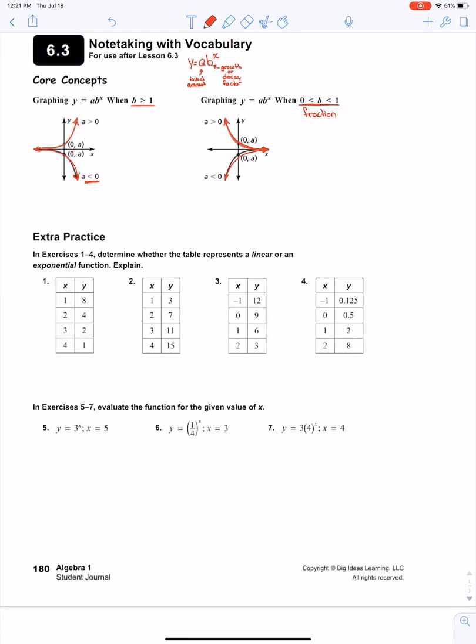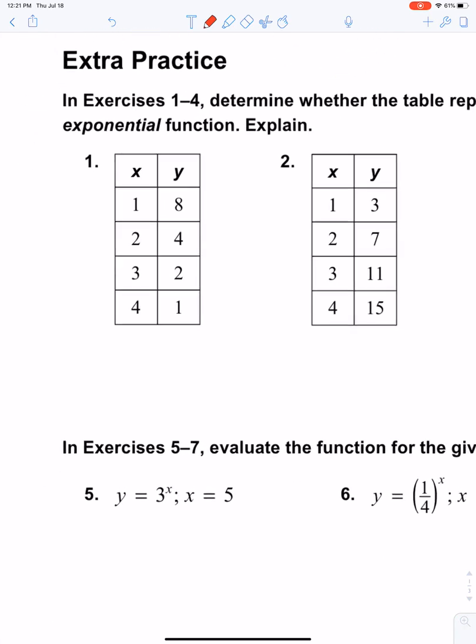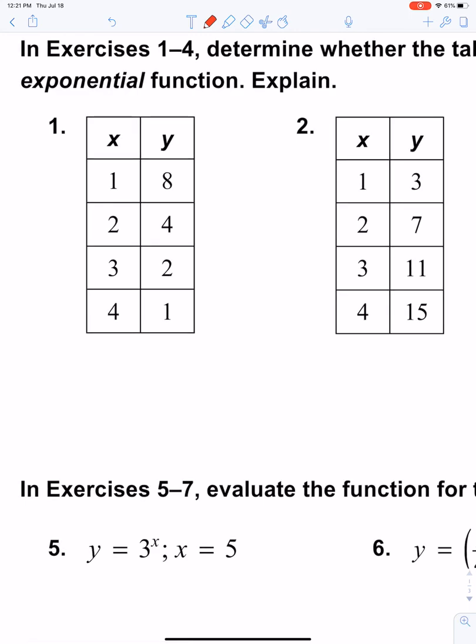Now, moving on, determining whether a table represents a linear or an exponential function. We've done this before: if you're adding or subtracting consistently by a number, that means it's a linear function. If you're multiplying or dividing consistently by a number, that's exponential. From 8 to 4, we've divided by 2, but I'm going to represent that as multiplying by 1/2, because that's the same as dividing by 2, and your exponential growth or decay factor is always what you multiply by. Multiply by 1/2 and you go from 4 to 2, multiply by 1/2 and you go from 2 to 1.